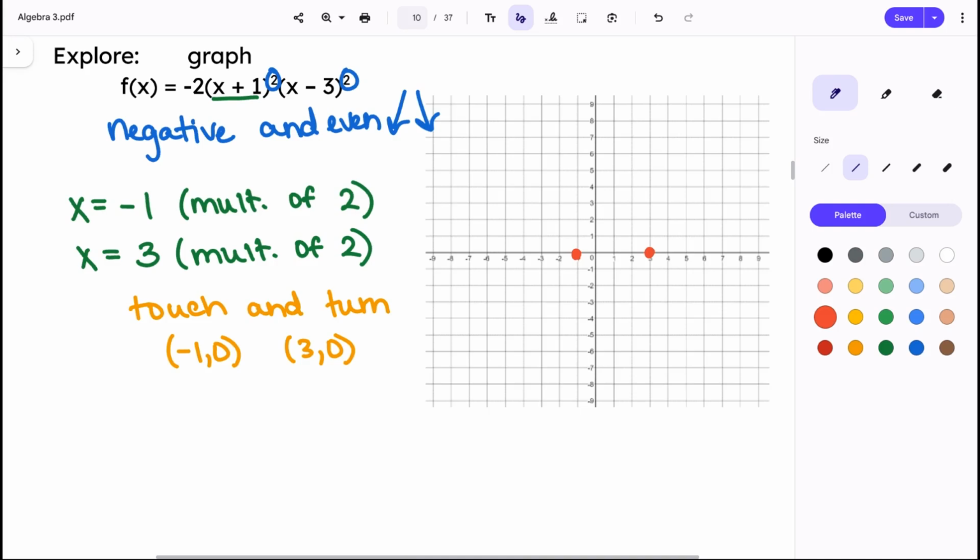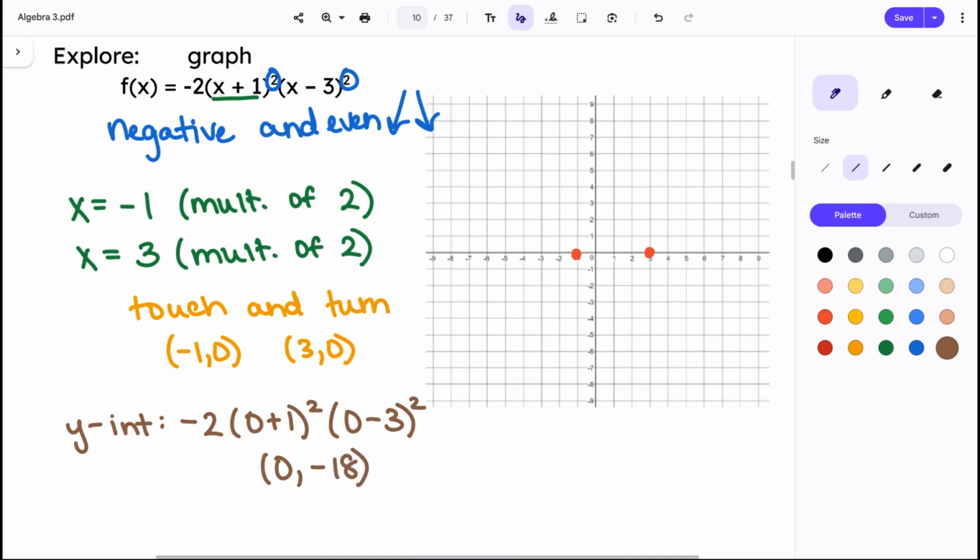Okay, let's think about the y-intercept next. So the y-intercept would be when we put in zeros for our x's. We got to solve that. So this would be -2 times a 1 times a 9. So -18. And so that would be 0, -18. Again, that's not going to fit on my graph, but I at least know where the y-intercept should be. Like I know it's not going to be up, it's going to be down below. So again, I'm just going to draw a dot down here to symbolize that point.